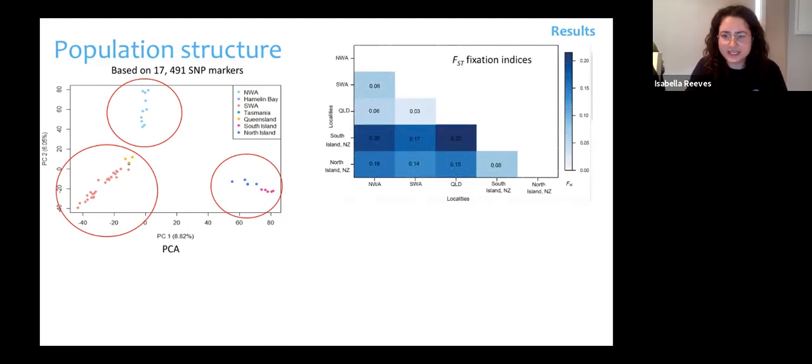So the next thing we did was we looked at FST. FST is a fixation index, and in this case, it's just telling us how different this locality is from this other locality. And the higher the FST, the higher the difference, essentially. So we can see from Northwestern Australia and Southwestern Australia and New Zealand, it seems to be where the highest differences occur, again supporting this idea of these three clusters, perhaps they were populations.